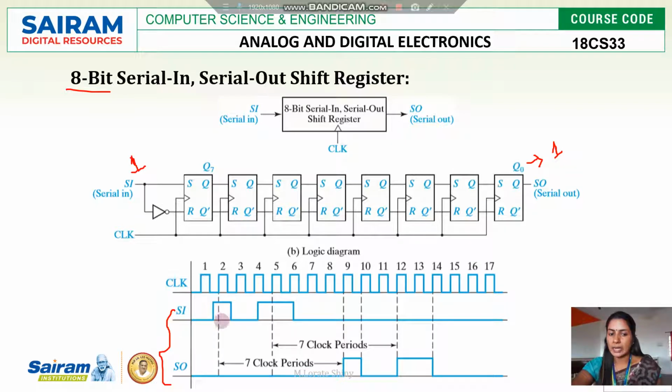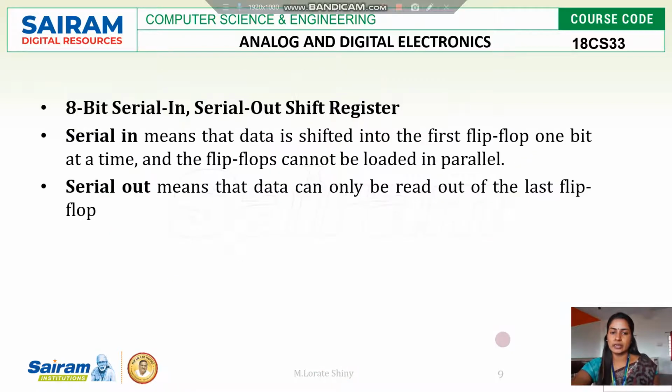So at this second pulse SI is 1, so we have to draw when Q0 will be 1. Q0 will be 1 after 7 clock periods, because at the first clock period this 1 will move to Q6, then in the next one move to Q5, next one Q4, next Q3, next it moves to Q2, next it moves to Q1, next it moves to Q0. So after 7 clock periods the 1 will be received at Q0, that only is shown here.